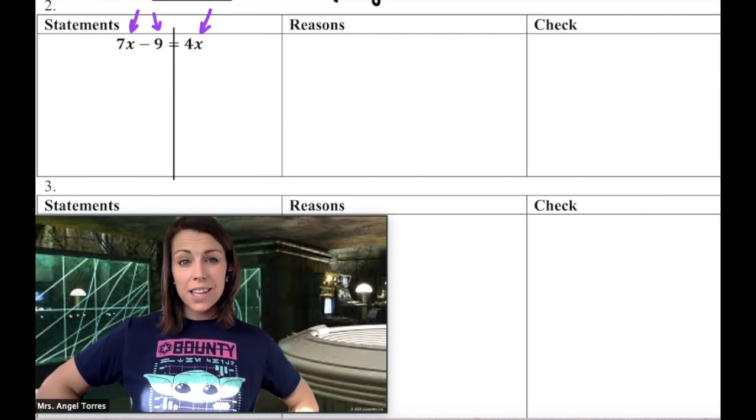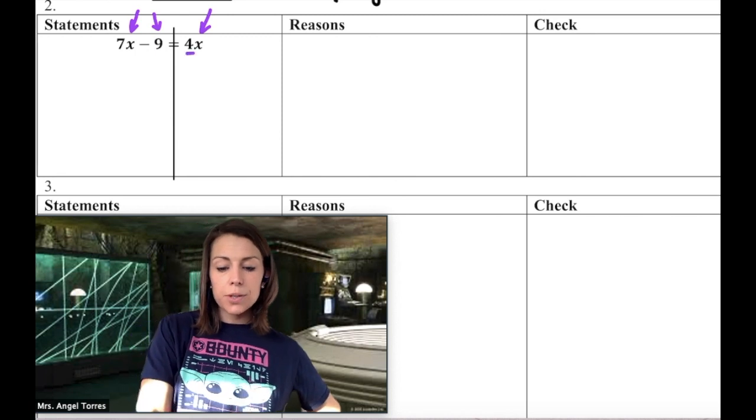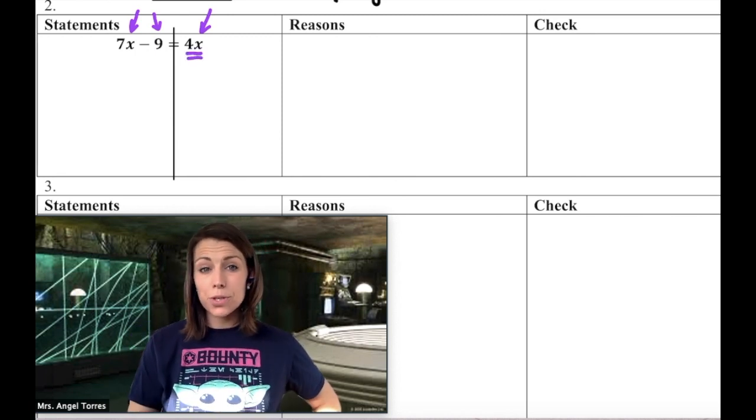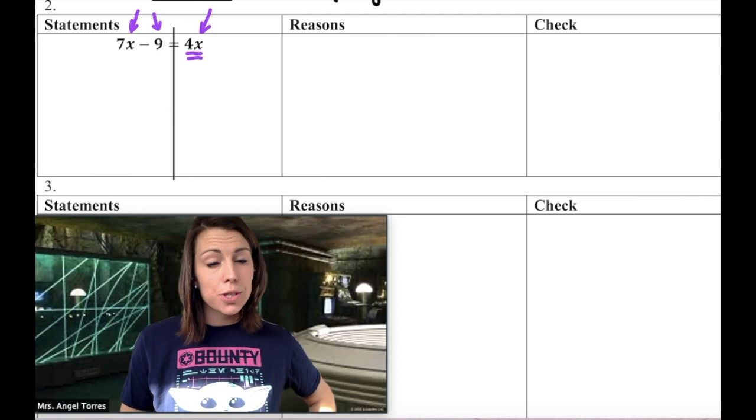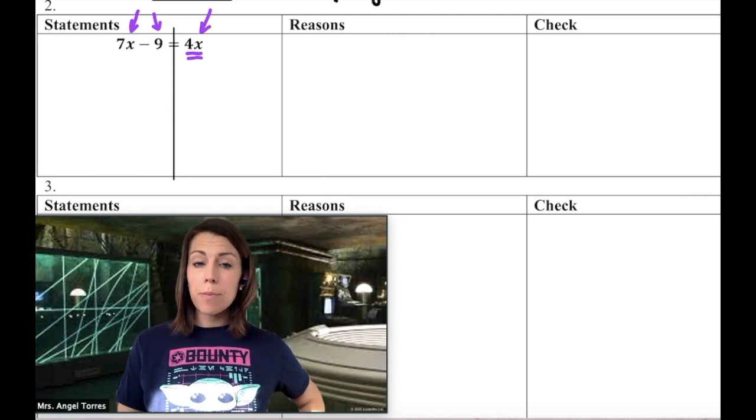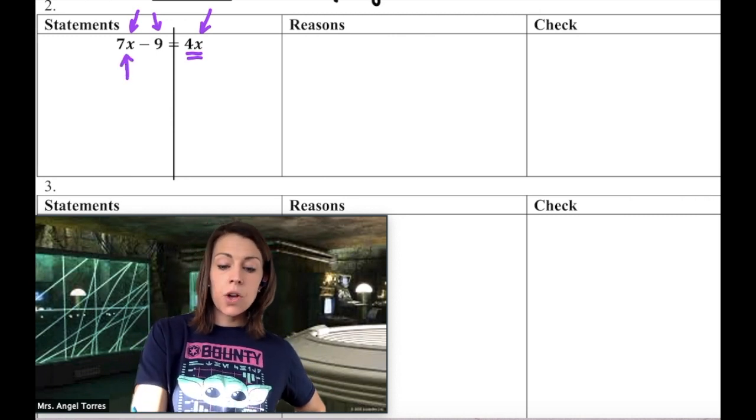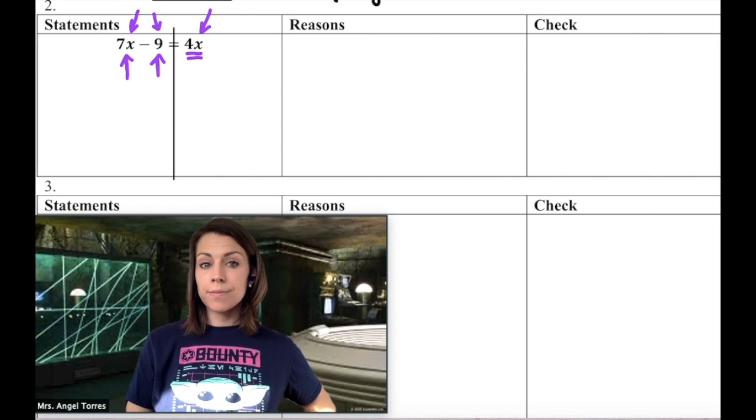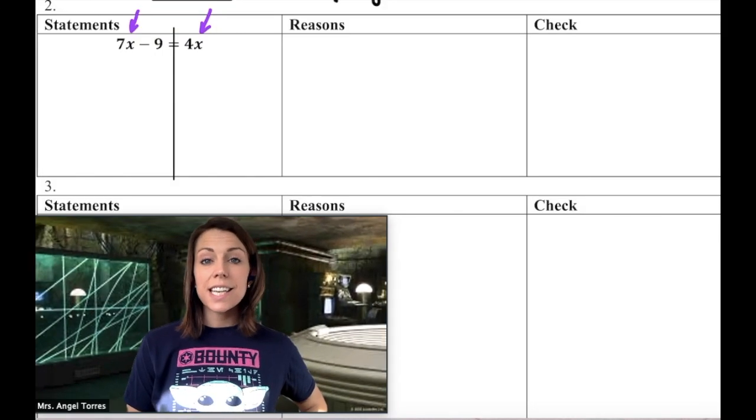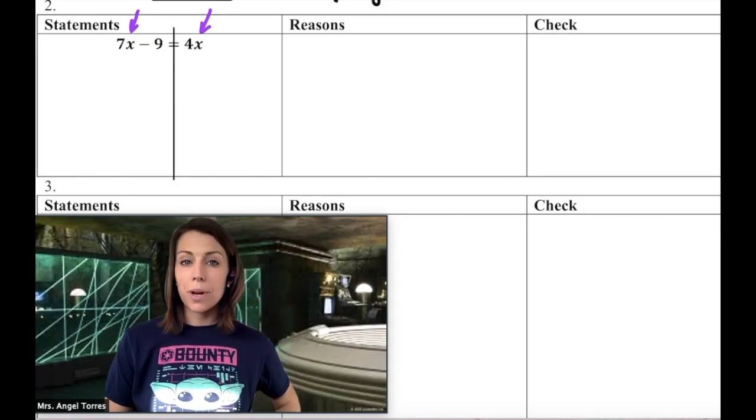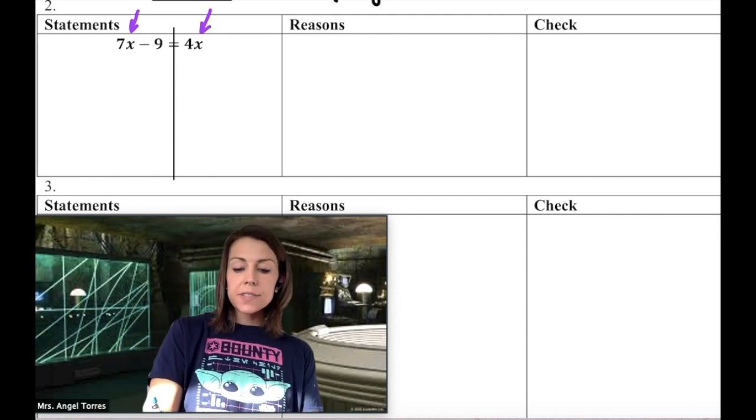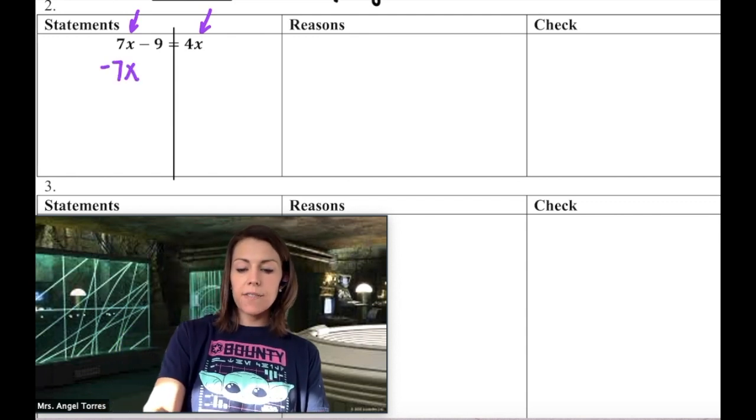What's on the other side of the equal sign? It's a variable term. What can be combined with variable terms? Only other variable terms. So are we going to make a 0 out of the 7x or out of the minus 9? The 7x it is, because that is the variable term on the left-hand side. So to make a 0 out of 7x, we're going to subtract 7x, because 7x minus 7x is 0.